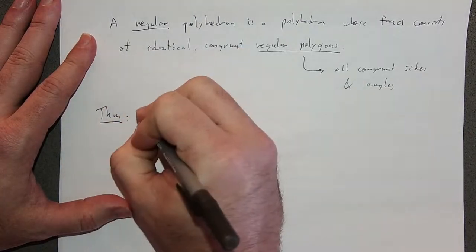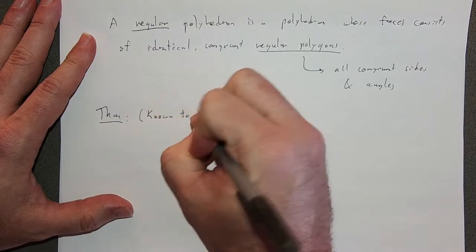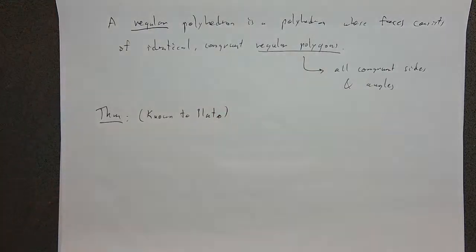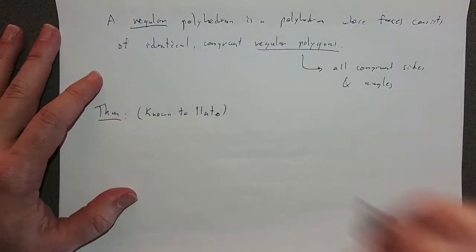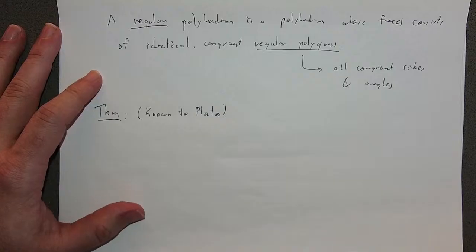Theorem. We won't say due to anybody. This was known even to Plato, and might have been known to the Pythagoreans. I'm not sure. That's possible. I'm not sure exactly from when this was known, but it was definitely known to Plato. So it's been known for a little over 2,000 years.